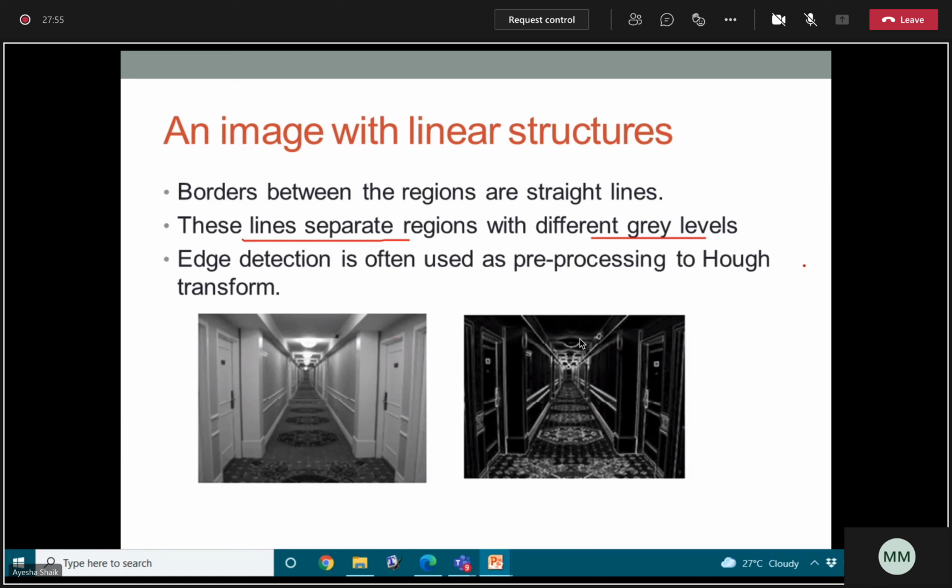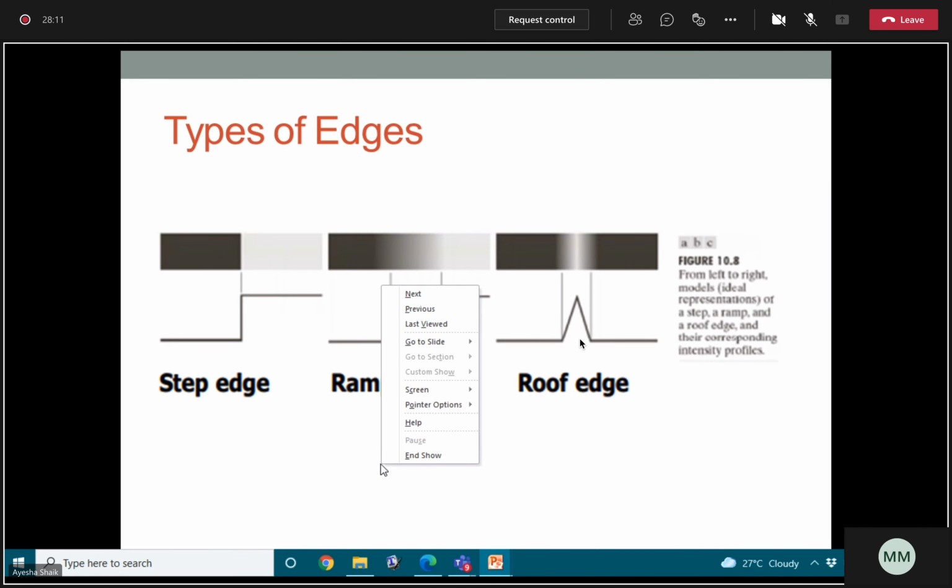Before applying the Hough transform, we need to perform edge detection as pre-processing. When we perform edge detection, we can see all the edges wherever there is a change in the gray levels. So that we get as edges. What are the edges that are available?